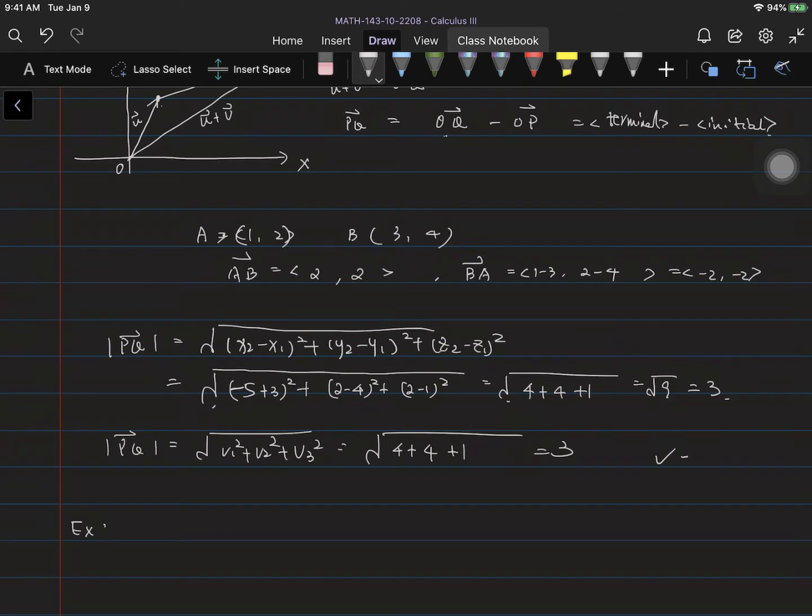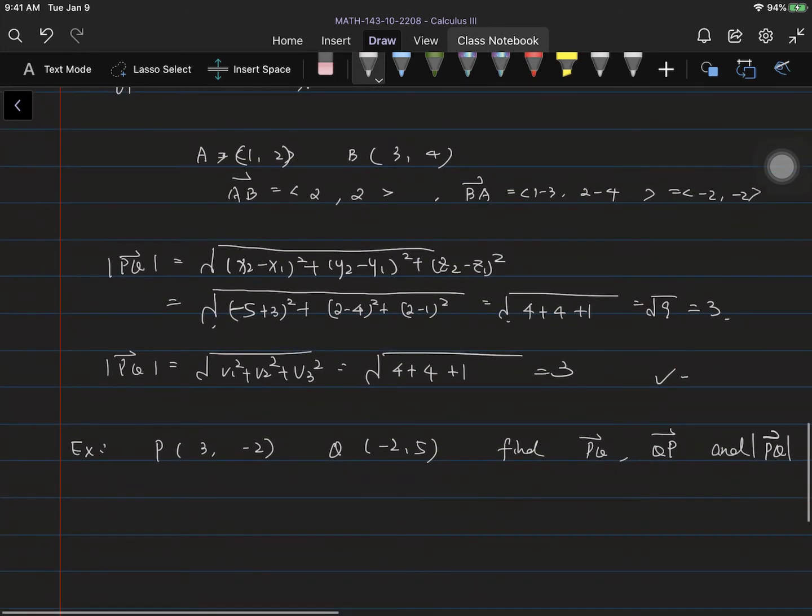Now let's try an exercise. If we have point P, Q, let's find PQ vector, QP vector, and PQ vector length. Okay. Now I'm going to write down the solution to this one, and it's good for you to do this by yourself. PQ vector, terminal point minus initial point, Q minus P, so -2 minus 3, -5. 5 minus -2, 7.